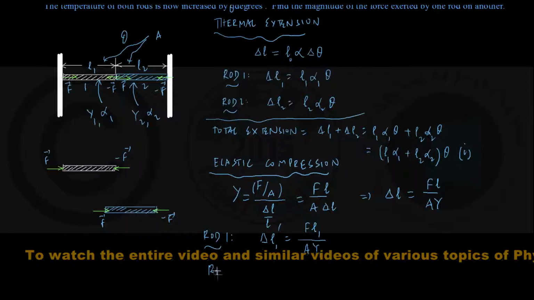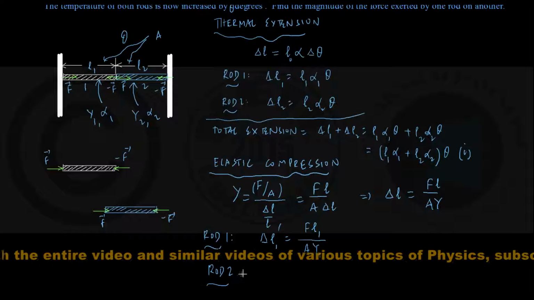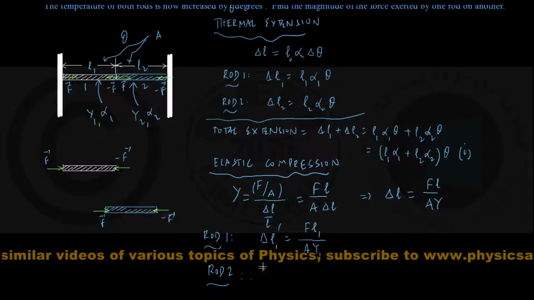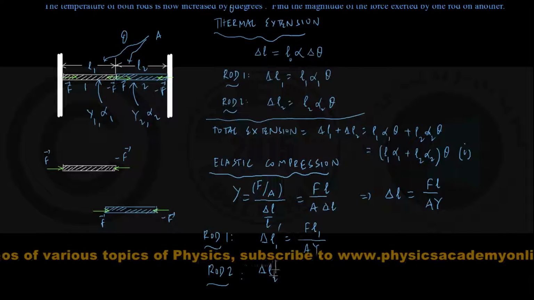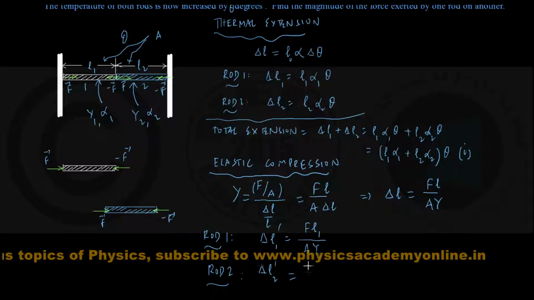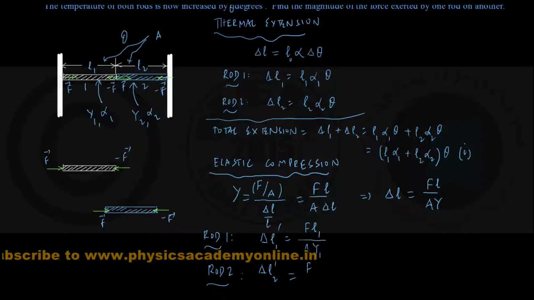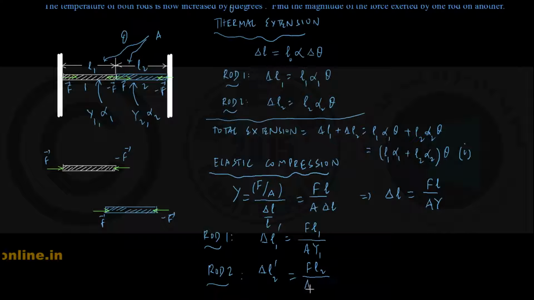And for rod number 2 similarly, using the same equation, the magnitude of compression delta L2 dash is given by the magnitude of compressive force, the same F as I have explained in the figures, F into original length L2, cross-sectional area A only, Young's modulus Y2.